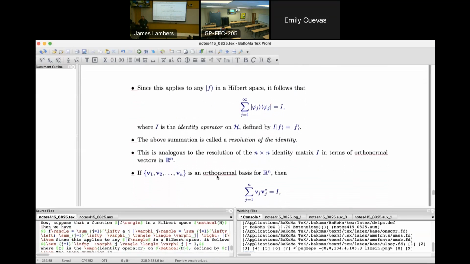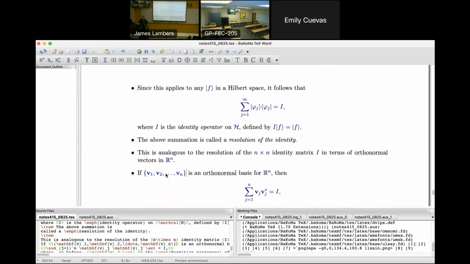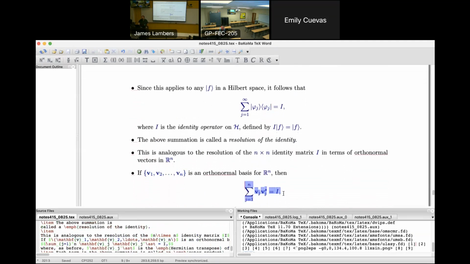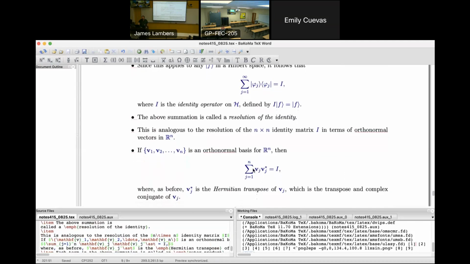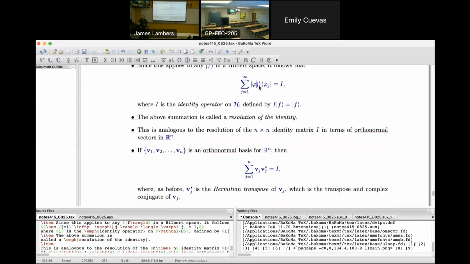So I should mention the analog to a finite dimensional vector space where vectors are in Rn. If I have an orthonormal basis for Rn, for example, if n equals 3, these are the vectors i, j, and k, or v1, v2, v3, then I have this relationship for any orthonormal basis of Rn. This sum equals the identity matrix. So it's the same idea, just extended to an infinite basis for a Hilbert space.